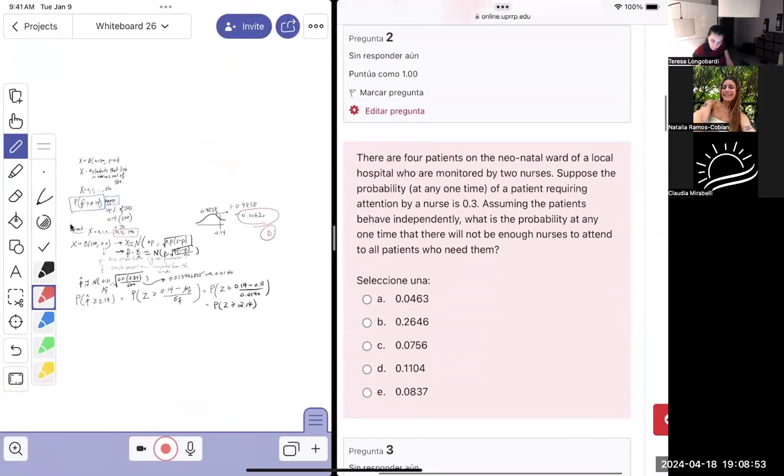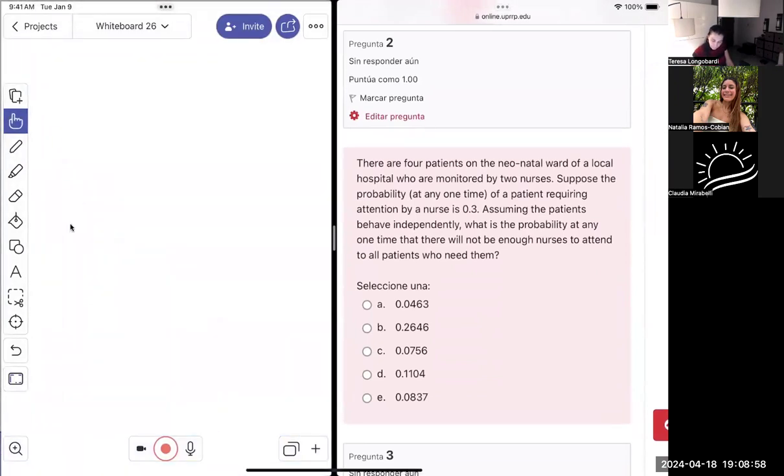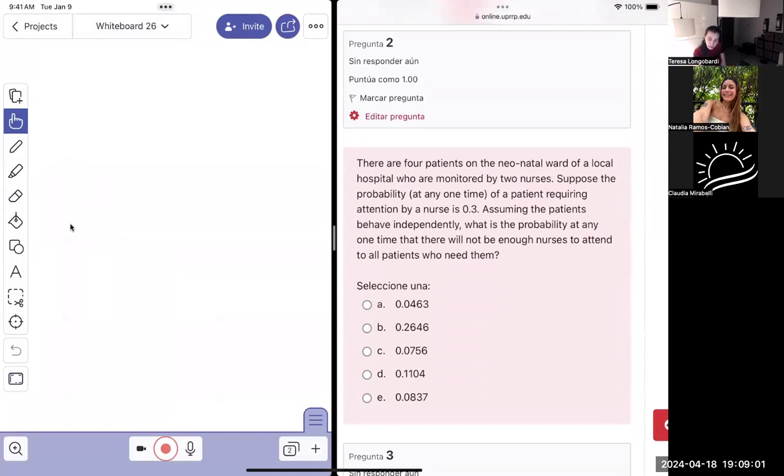Okay, so let's try this one. This next one, there are 4 patients in the neonatal ward of a local hospital who are monitored by 2 nurses. Suppose the probability at any one time of a patient requiring attention by a nurse is 0.3. Assuming the patients behave independently, what is the probability that at any one time there will not be enough nurses to attend to all patients who need them? There's a similar problem in the exercises that I did. So why don't you try that one for 5 minutes? I'll give you 5 minutes.